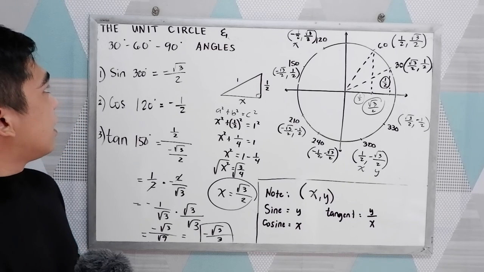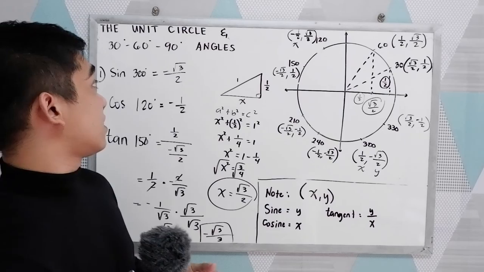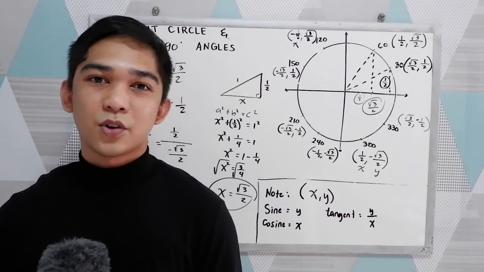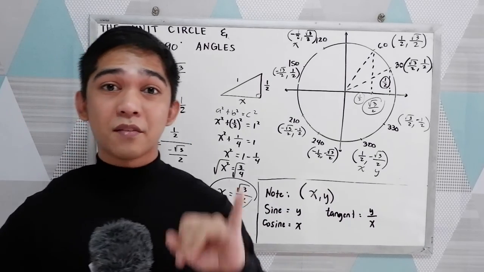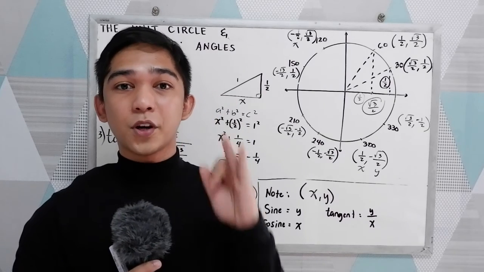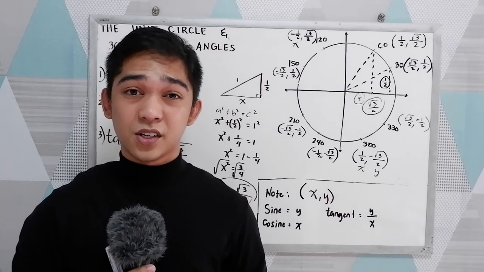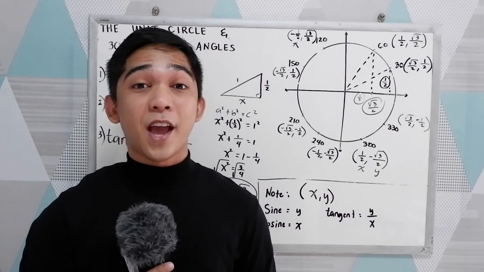So we're done with the unit circle and the 30, 60, 90 degree angles. So it's part 3. We have the quadrantal angles, 45, 45, 90, and the 30, 60, 90 degree angles.